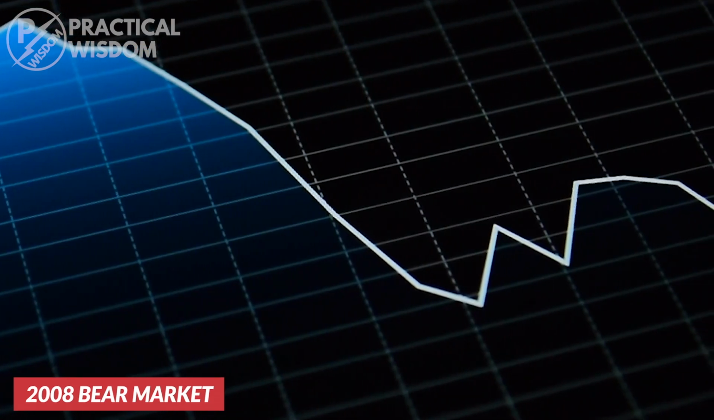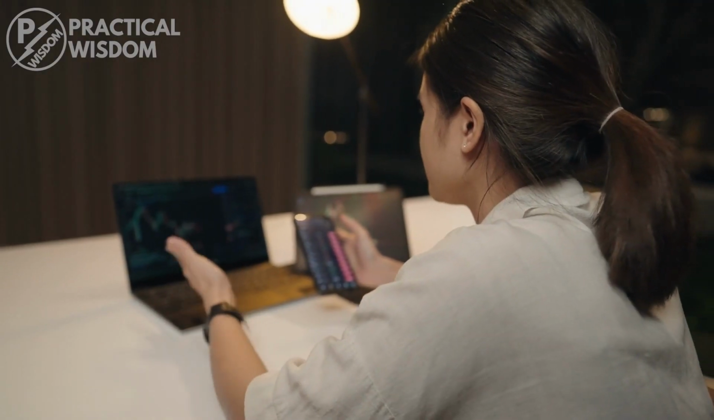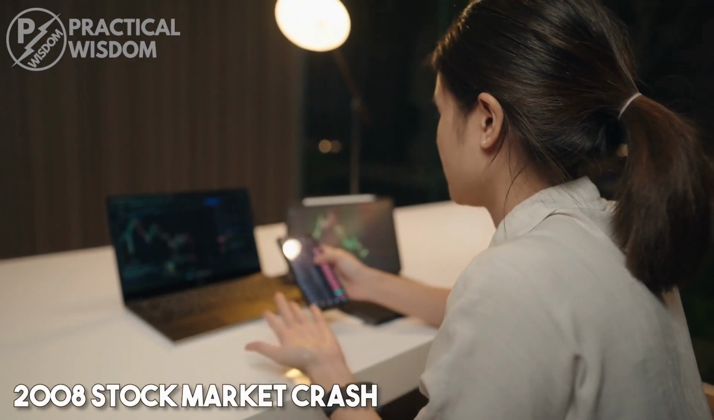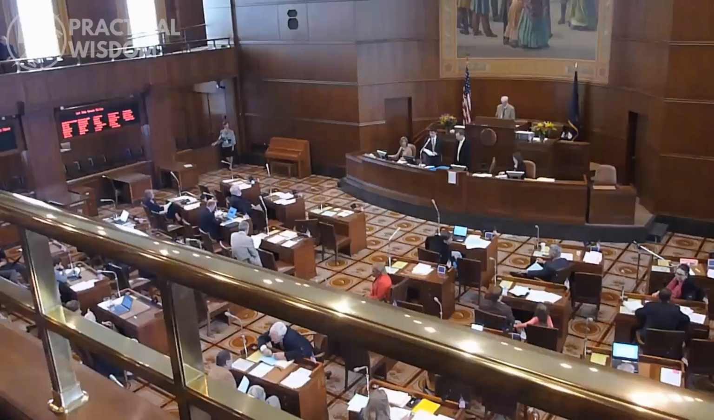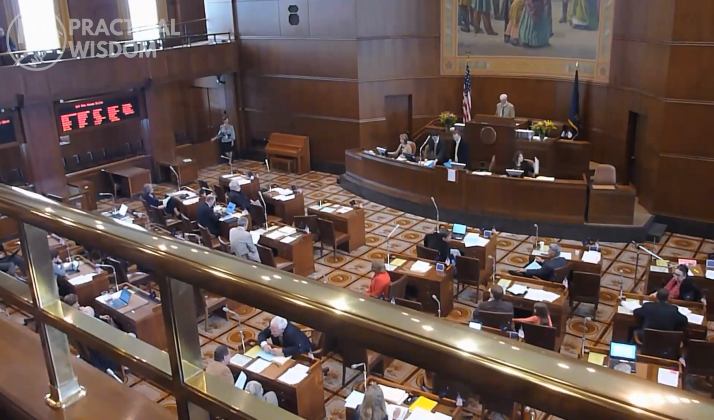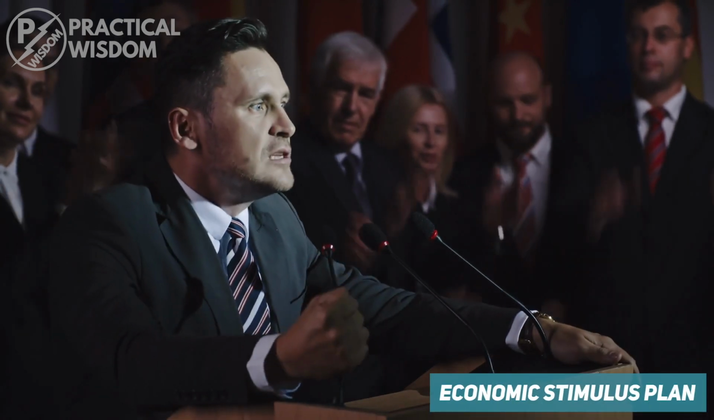2008 bear market. This was the second worst by percentage and was caused by the 2008 stock market crash, the failure of several financial and insurance institutions, and the reluctance of Congress to restore confidence by passing a bailout. It came to an end in 2009 when the government launched the economic stimulus plan.